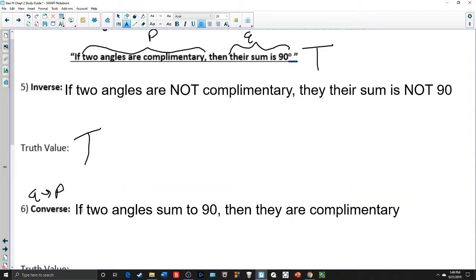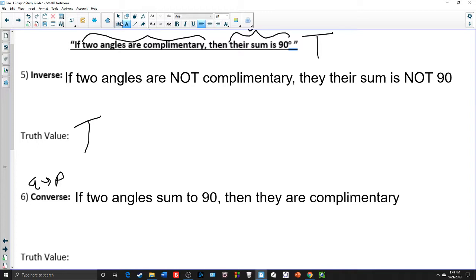So now I have the result first and the hypothesis second of my original statement. I took the back end, put it in front. I took the front end and put it in back. And then I have to figure out whether this is true or false.